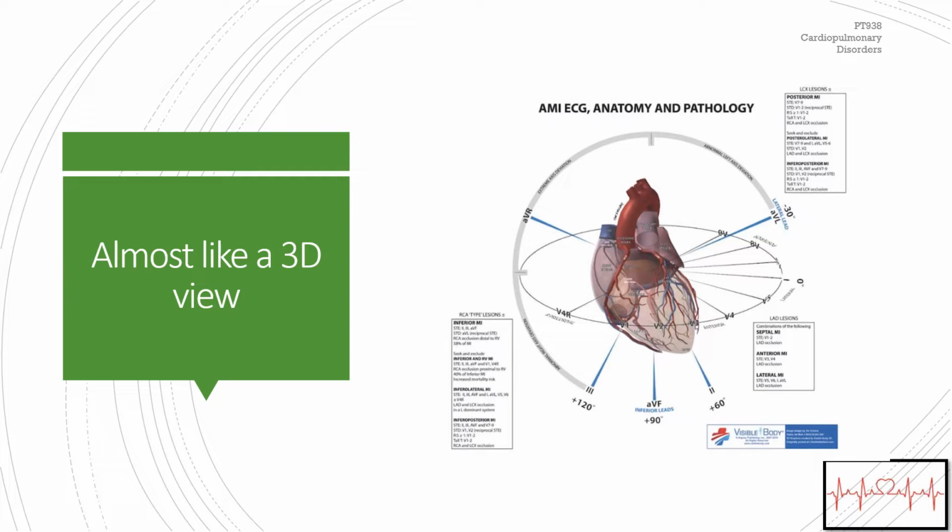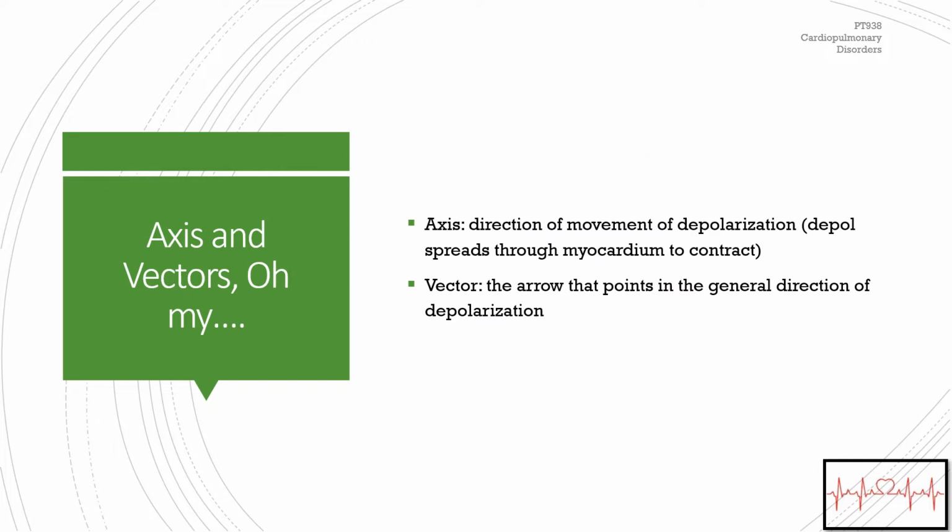And so it allows us to say more than just what the rate or the rhythm is. And it's all about axes and vectors. So that's the next thing we're going to go over, axes and vectors. So as a review from physics, we're going to have to define a few things. So the axis is the direction of movement of depolarization.